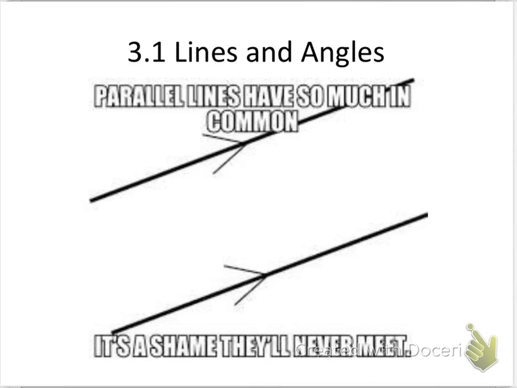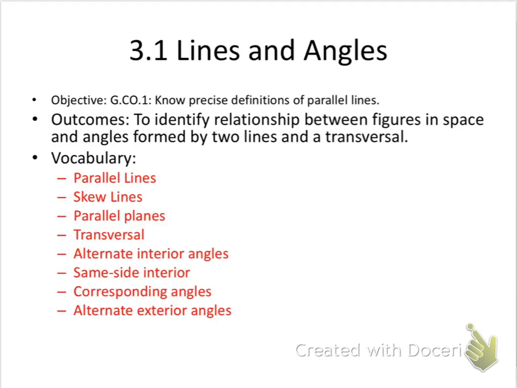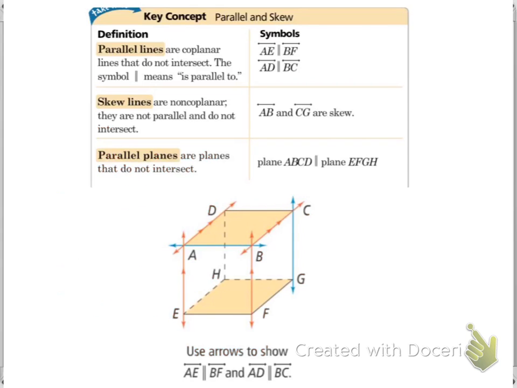Okay, so we're in chapter 3, section 1. We're going to be looking at lines and angles, and specifically, we're going to look at the definition of parallel lines. And the goal is to identify relationships between figures in space and angles formed by two lines and a transversal. And these are all the vocabulary words that we're going to be looking at.